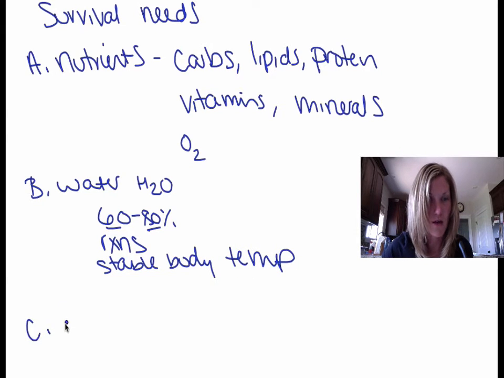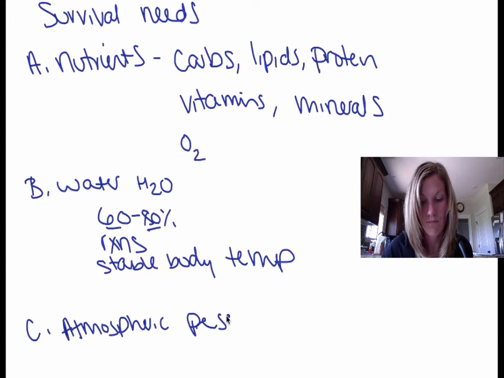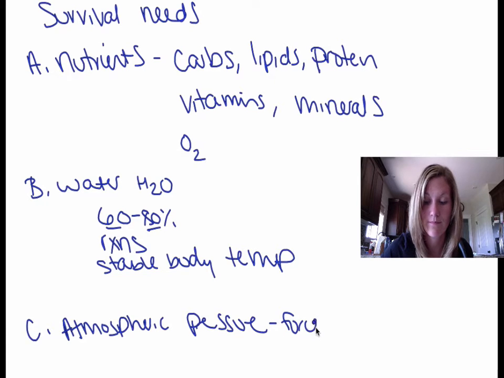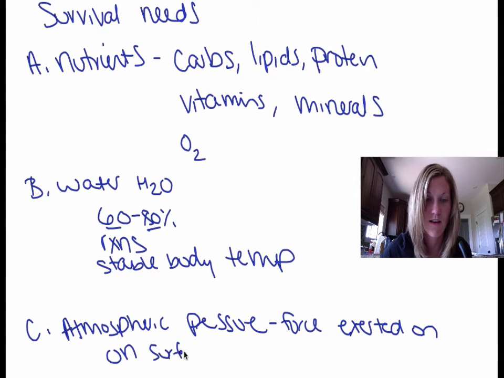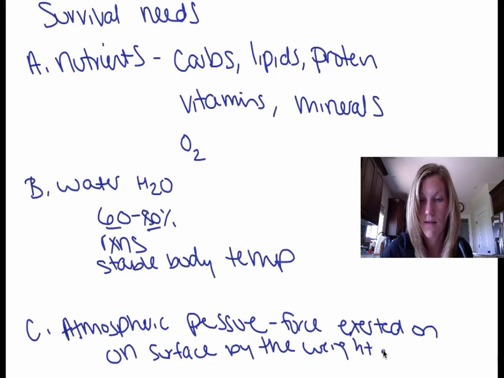Another thing we need for survival is atmospheric pressure. Atmospheric pressure is the force exerted on the surface, so the force exerted on your body surface by the weight of air. Basically, atmospheric pressure must be appropriate in order for us to live.